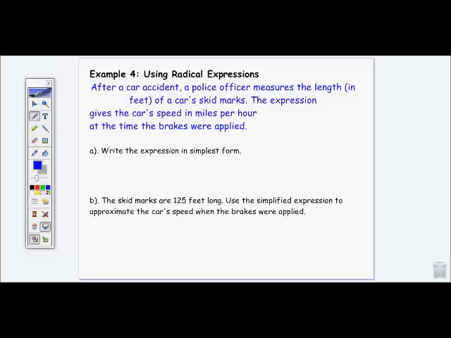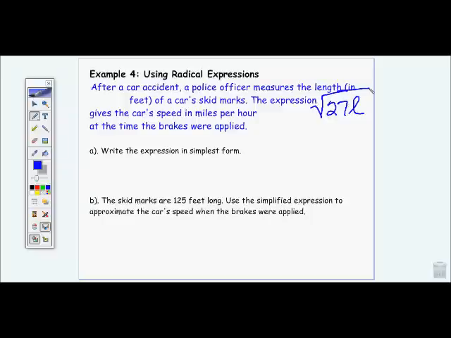We'll do one last one, and this one's going to be a real life one. This one's going to be a story problem where after a car accident, a police officer can measure the length, and he views in feet, of a car's skid marks. When he does that, the expression will give the car's speed in miles per hour at the time that the brakes were applied. So the expression that we're going to use for this one is the square root of 27 times L, meaning the length.